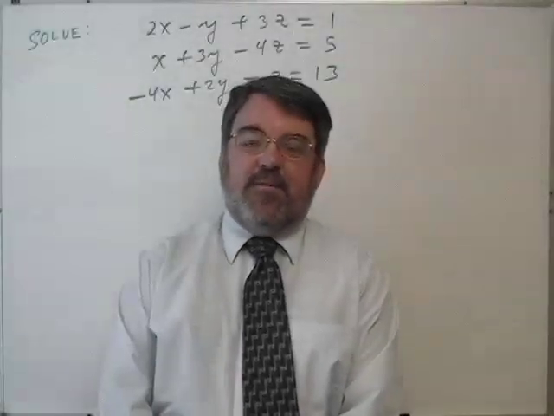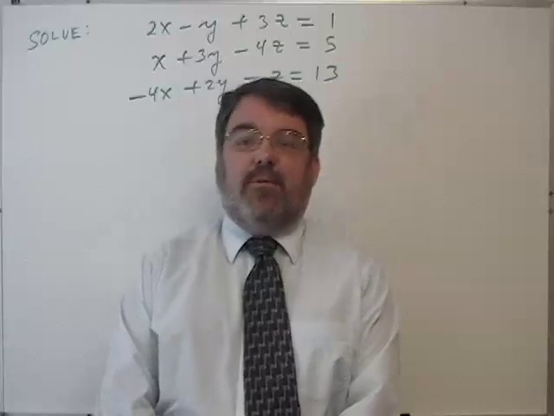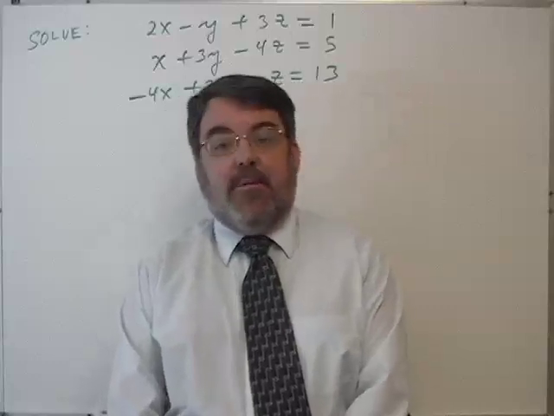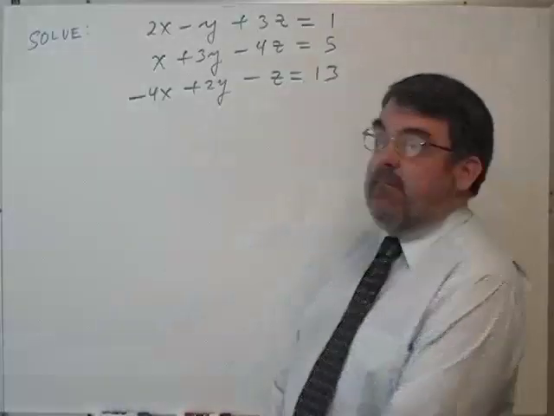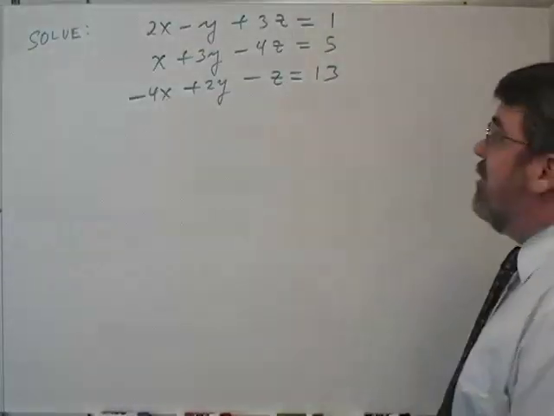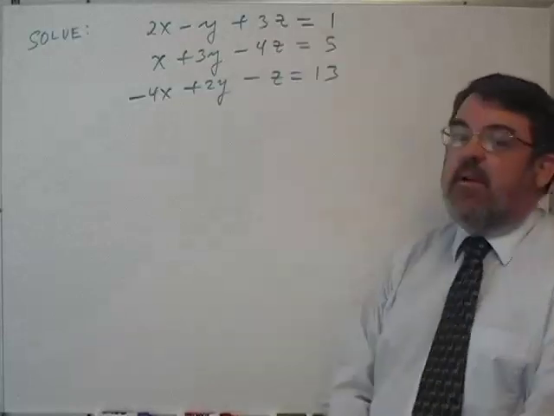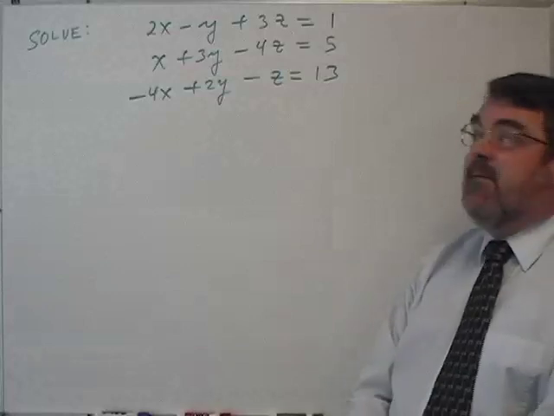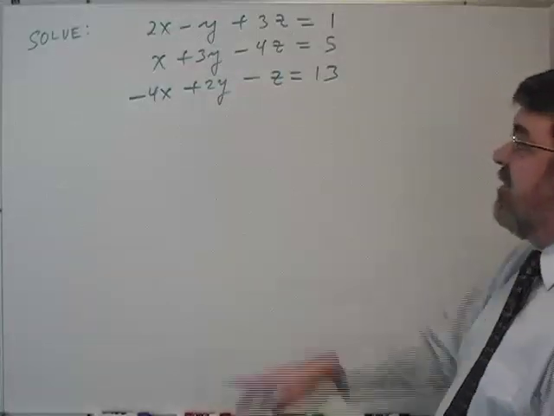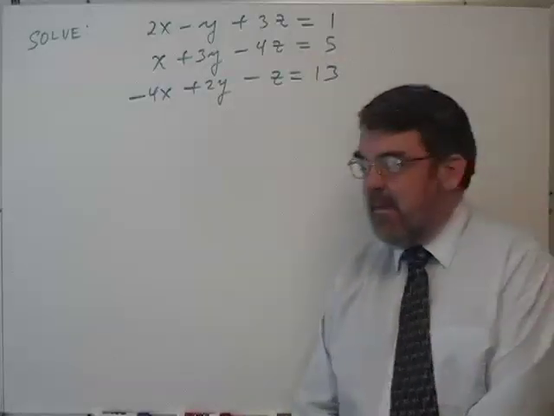I like to jump from solving systems of two equations into solving systems of three equations before applying them to the word problems. So here we have a system of three equations with three unknowns. Solve 2x minus y plus 3z equals 1, x plus 3y minus 4z equals 5, and negative 4x plus 2y minus z equals 13.